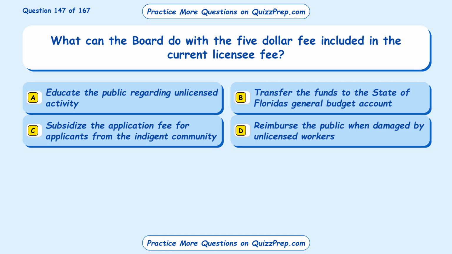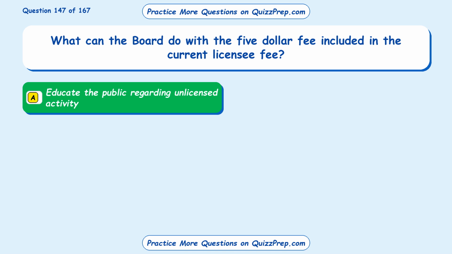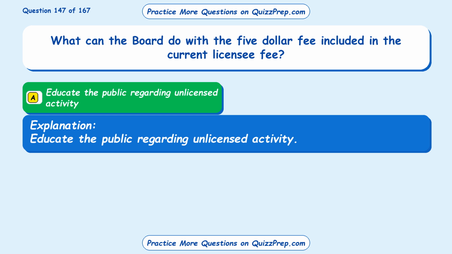Question 147. What can the board do with the $5 fee included in the current licensee fee? Option A. Educate the public regarding unlicensed activity. Option B. Transfer the funds to the state of Florida's general budget account. Option C. Subsidize the application fee for applicants from the indigent community. Option D. Reimburse the public when damaged by unlicensed workers. The correct answer is option A. Educate the public regarding unlicensed activity.